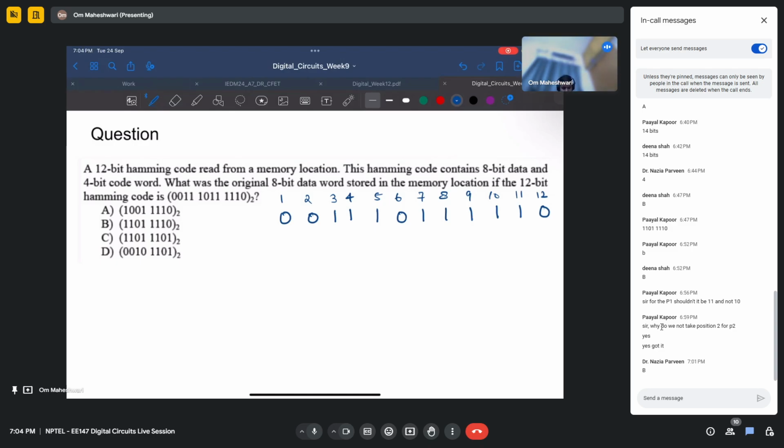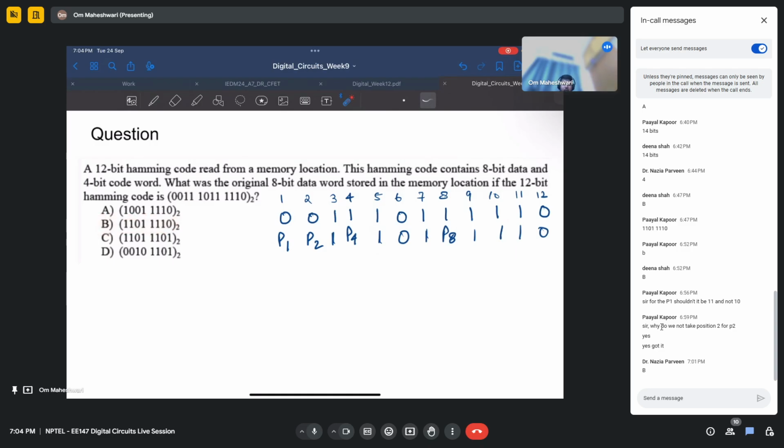Now we know there will be P1 here, P2 here, P4 here, and P8 here. So those who have answered, whatever is remaining should be your answer, right? I think that is the logic you have used, which is 1101, 1110. So by that logic, B is correct.